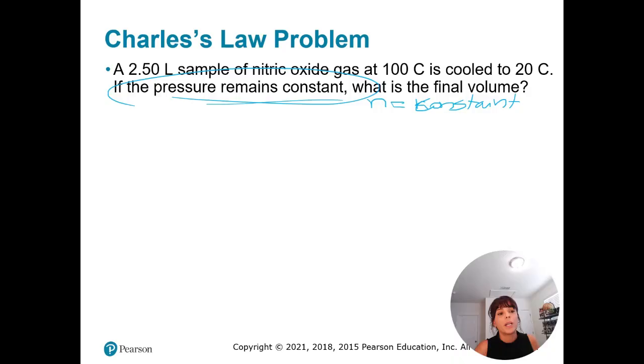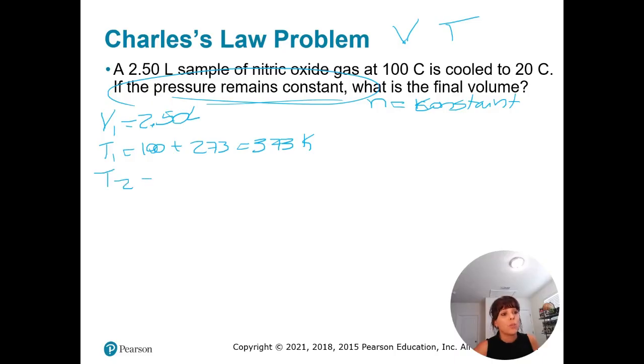Sometimes it only tells you, okay, the pressure is constant. What I'm varying here is the temperature. So I have volume and temperature, so I know that we're talking about Charles's law. So what are you going to do now? I know the volume 1 is 2.50 liters. Temperature 1 will be 100 plus 273, which is 373 kelvins. And temperature 2 is 20 plus 273, which is 293 kelvins. And what I want is volume 2.